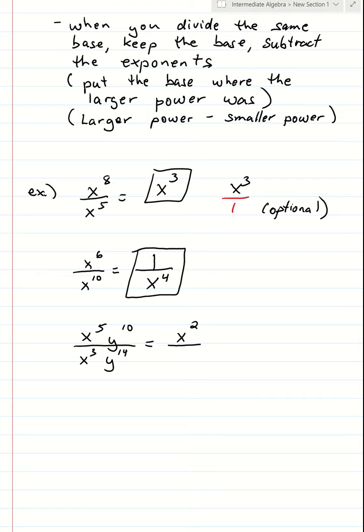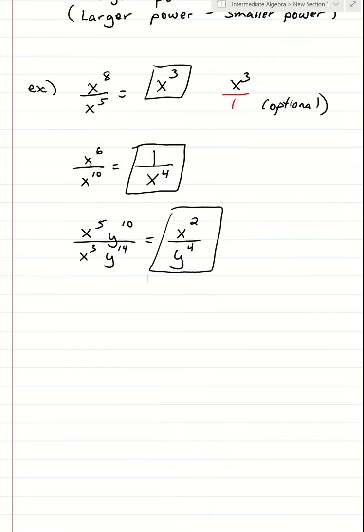Next, let's do the variable y. Let's first of all determine where y is going to go. Since the exponent of 14 is larger than the 10, y will stay in the denominator. And now we have to simplify by subtracting the powers. 14 take away 10, of course, would be 4. And that would be your simplified expression. We got it down to a single x and a single y. We don't have multiple x's or multiple y's within the same problem. Let's try another.